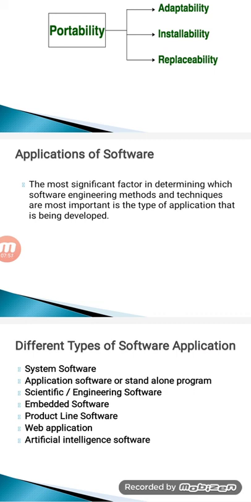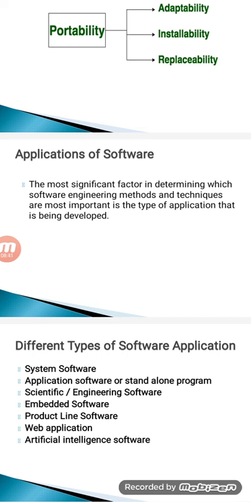The next one is product line software. It is designed to provide a specific capability that is used by many different customers. Product line, one-to-one transactions or one-to-one product exchange, all those things happen through product line software. Then web application, also called web apps, which are evolving into a sophisticated computing environment that not only provides standalone features, it provides computing functions as well as content to the end user, but is also integrated with corporate databases and business applications too.